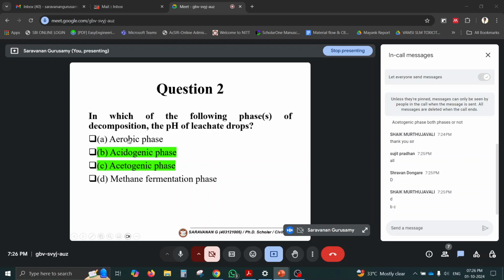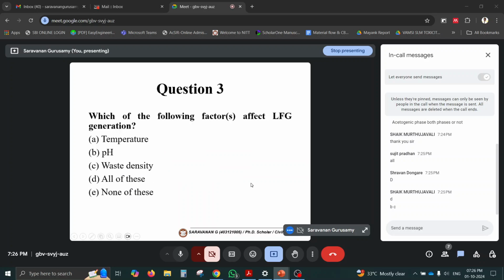In the first phase, whatever oxygen is present will be degraded, so it's the aerobic phase. Oxygen will be depleted, then CO2 will be formed. In the third phase, methane will start forming, and in the fourth phase, both will be in a stabilized manner, and finally nitrogen will also get depleted. Finally it will be around 5% or something in the methane fermentation phase. Okay, move on to the third question.